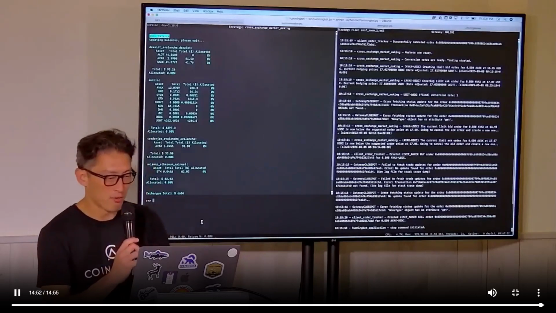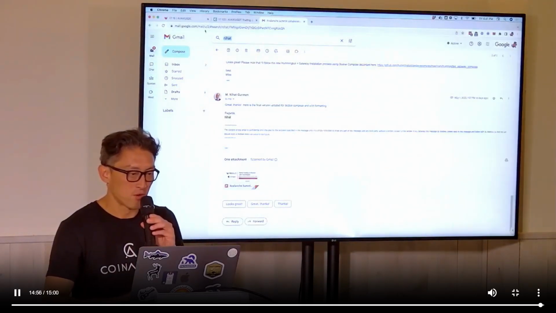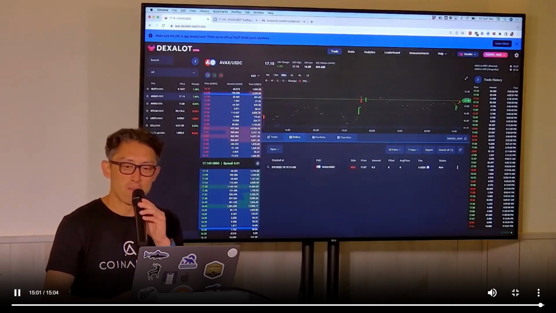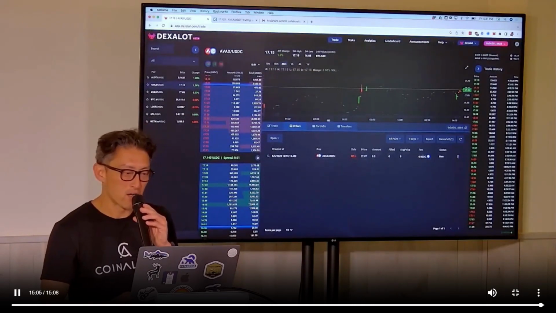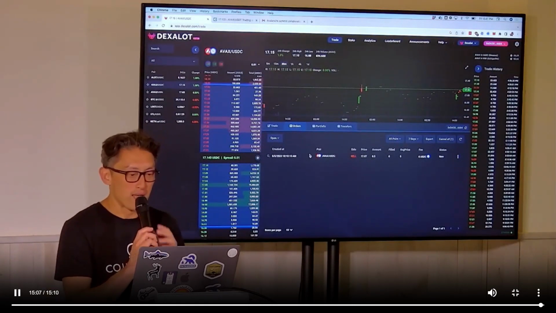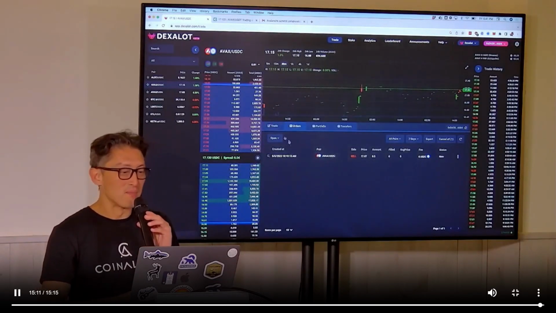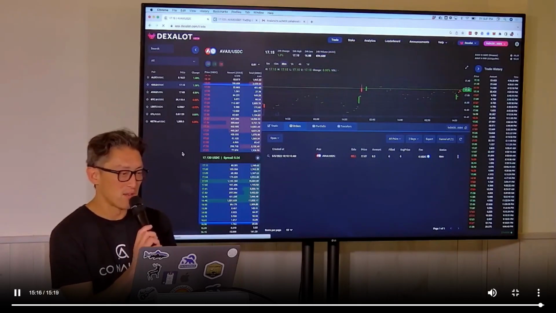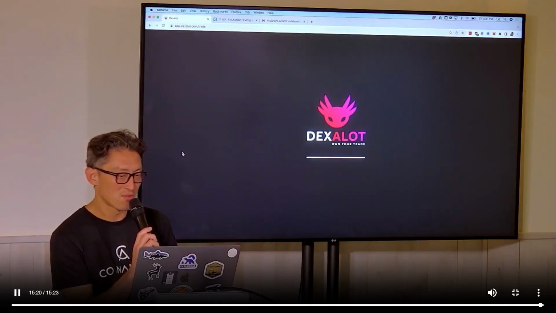So let me go over to Chrome and open Dexalot. This is the market that we will be making a market on. This is the AVAX-USDC market on Dexalot. And so currently, let me do a refresh. Let's see what it looks like right now, and hopefully it loads.